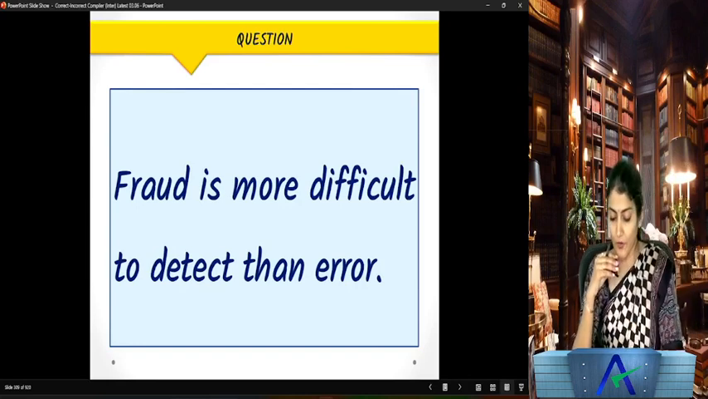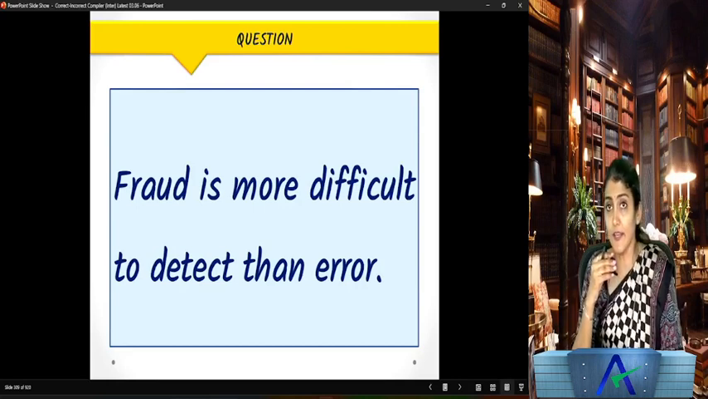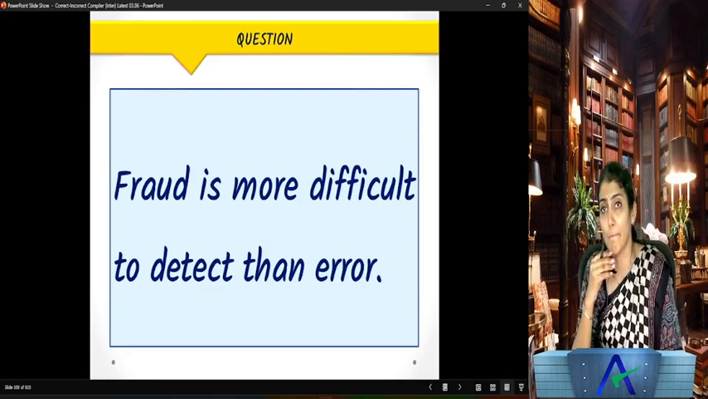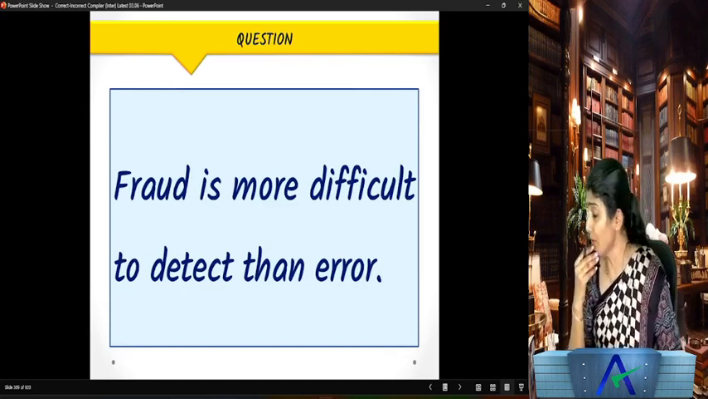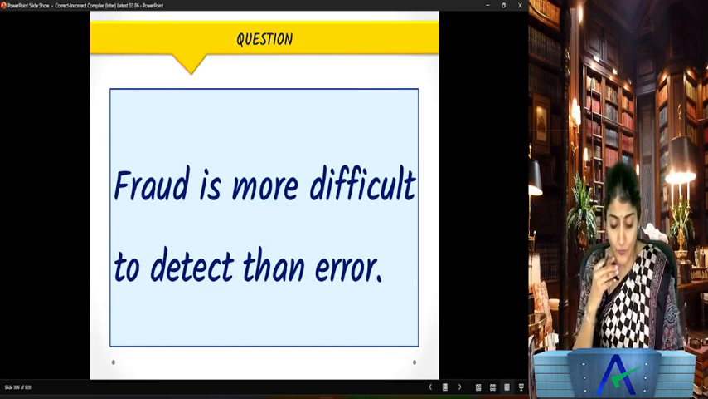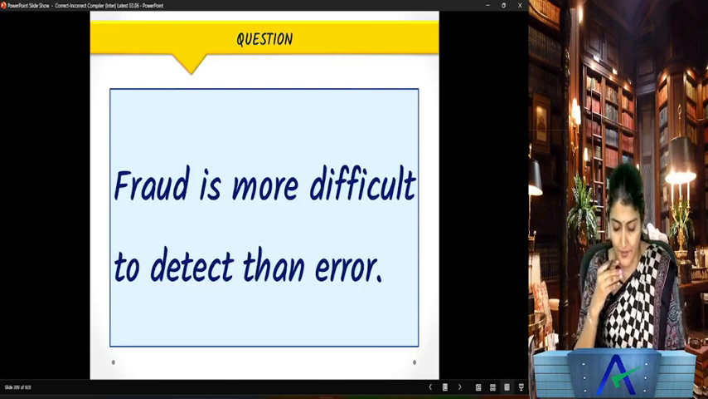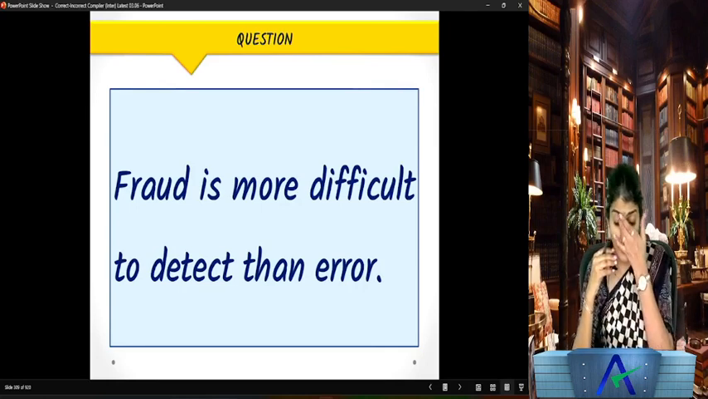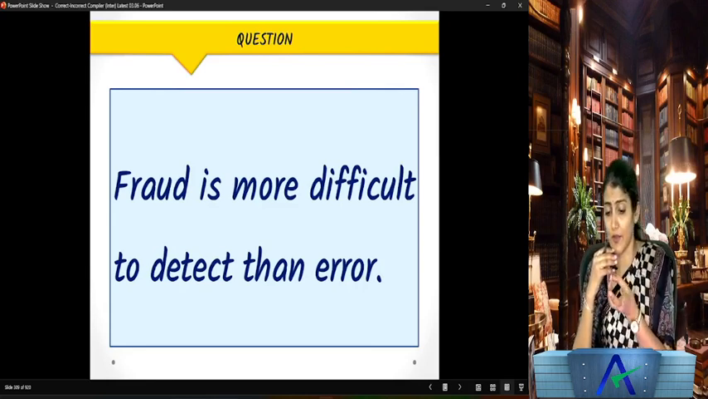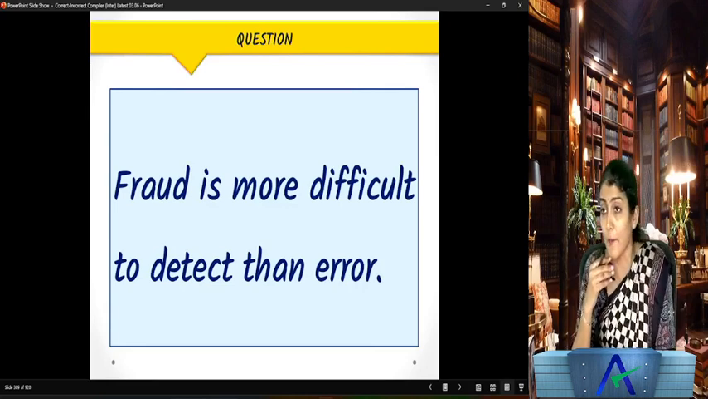Why? Because fraud involves sophisticated and carefully organized schemes designed to conceal it, such as forgery. Then deliberate failure to record the transactions and the intentional misrepresentations being made to the auditor. And fraud is even more difficult to detect when accompanied by collusion.